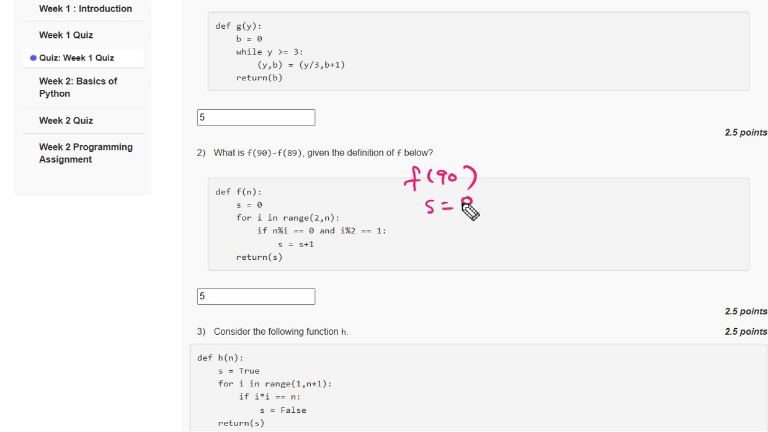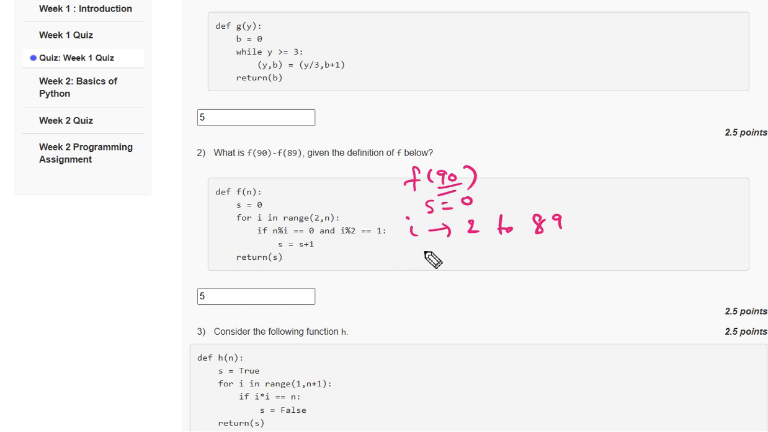Initially s is equal to 0, for i in range 2 comma n. So i range will be from 2 to n, where n value is 90. Because n value is 90, we need to consider up to n minus 1, that is 2 to 89. So what is the range here? 2 to 89. So what does the if condition say?